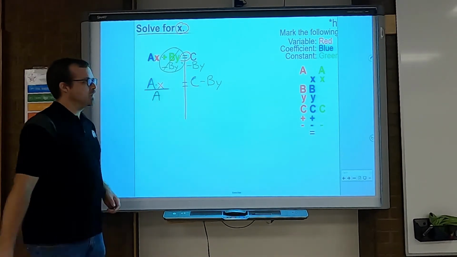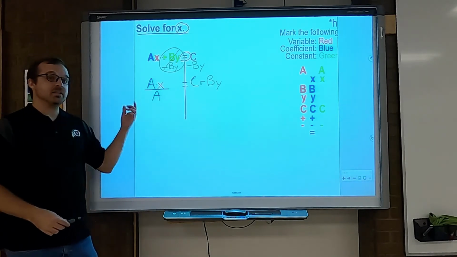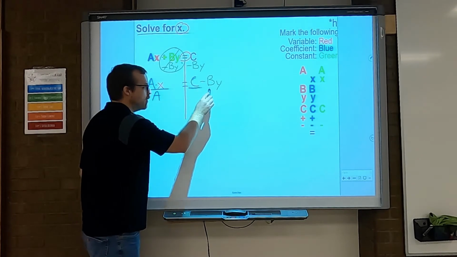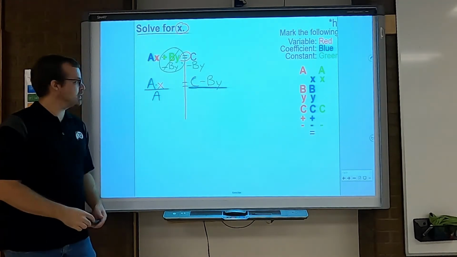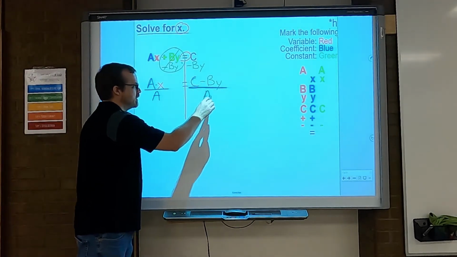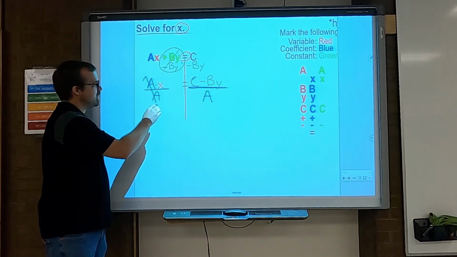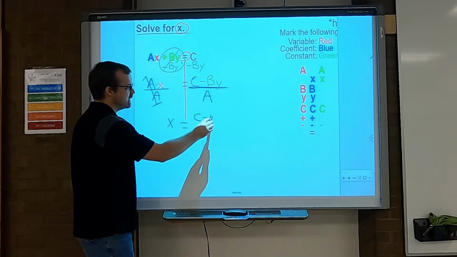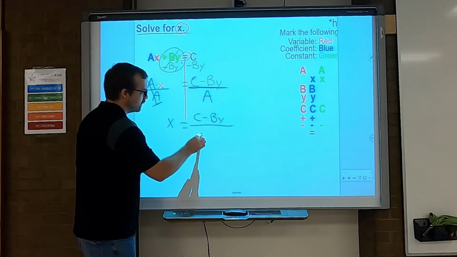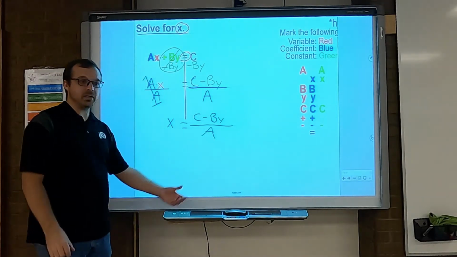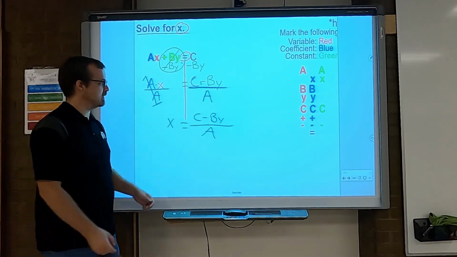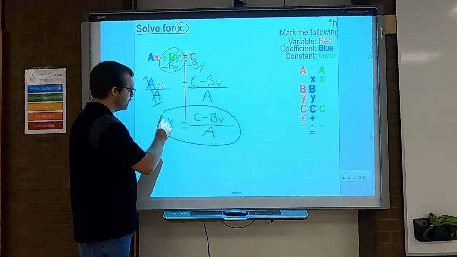Division property of equality. Division property of equality says I need to do it to both sides, but do I just do it to C? No, I do it to the whole side of that expression, okay? Divide both sides by a. A divided by a is 1, so I'm left with x equals C minus by all over a. Just like on the last problem, we don't know what any of those are. So there is our literal equation solved for x. Make sure you guys have that written down.